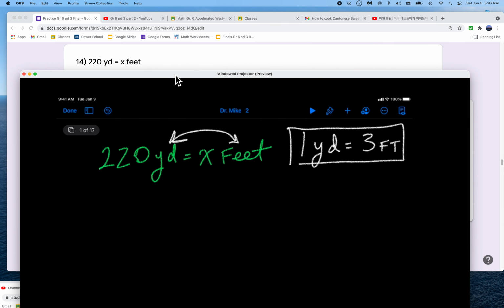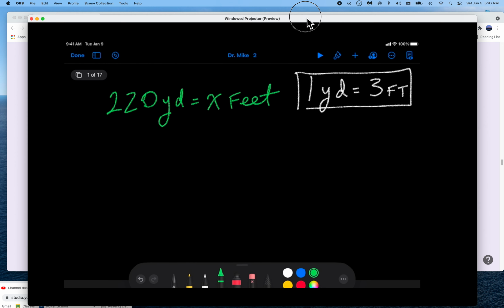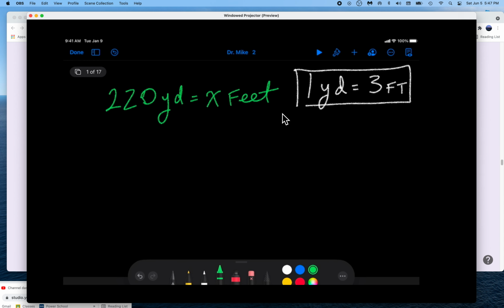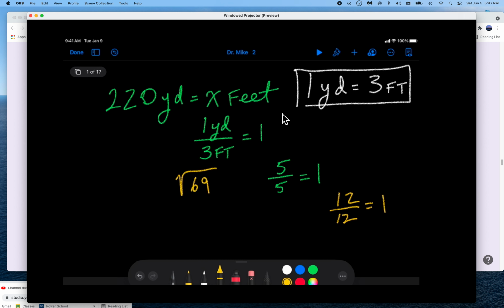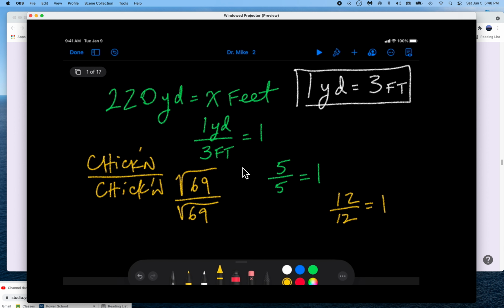The fact that 1 yard equals 3 feet means if you put these in a fraction, they would equal 1. Why? Because whenever you have a numerator and a denominator that are the same, it evaluates to 1. You can have anything over itself. Any bizarre thing you want to put over itself, you're always going to get 1.